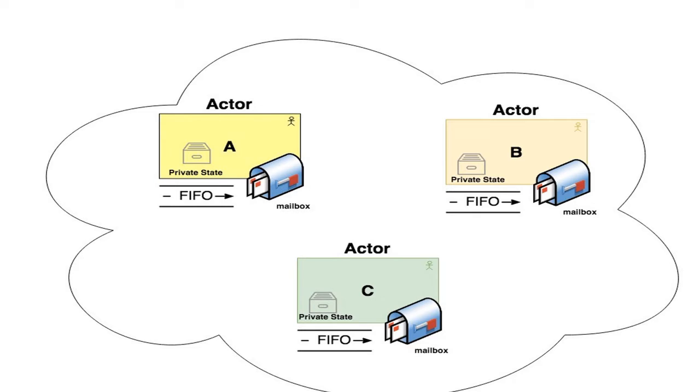As you can see in the visual, there are three actors A, B, and C, and each actor has its own mailbox. These messages are stored in first in, first out order, and these actors use these messages to communicate with each other.